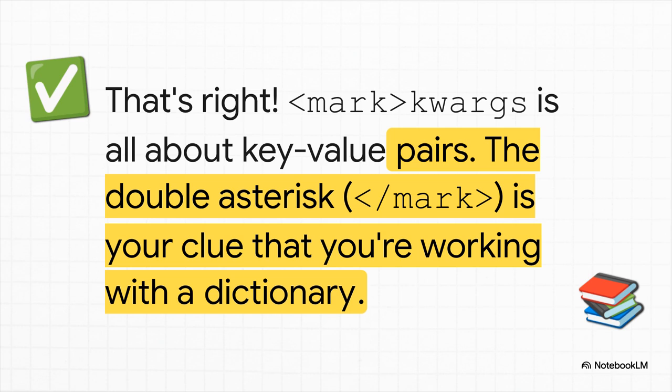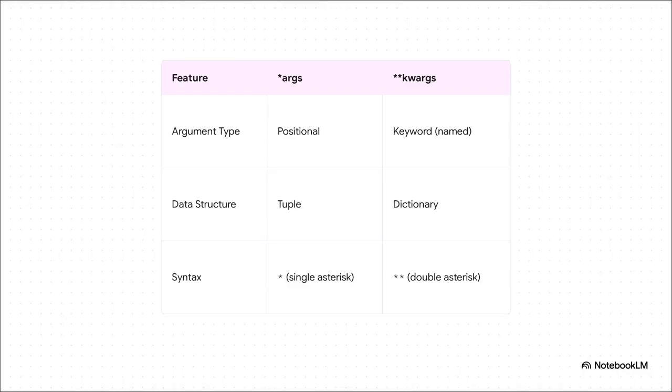So remember, double asterisk means dictionary. Single asterisk means tuple. So just to put them side by side, for args, you're thinking positional arguments, a tuple, and a single star. For kwargs, you're thinking keyword or named arguments, a dictionary, and a double star. That's really the core difference you need to know.